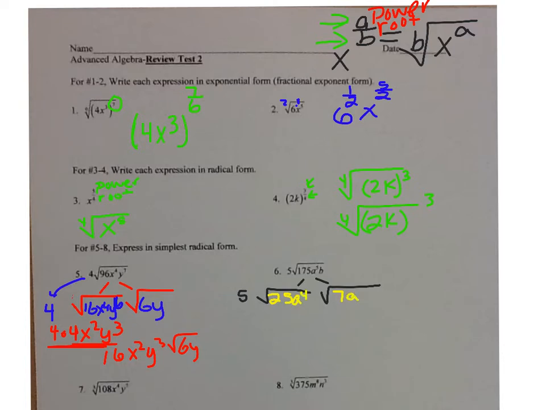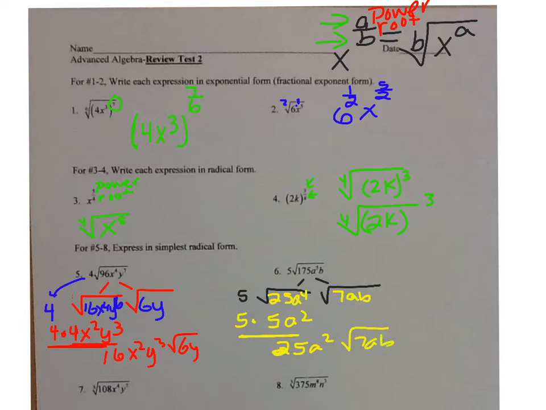B is not a perfect square, and there's no perfect square that goes into B, so I put it on the right side of the square root. So bring down the 5. The square root of 25 is 5, and the square root of A to the 4th is A squared. Clean this up: 5A squared, the square root of 7AB.